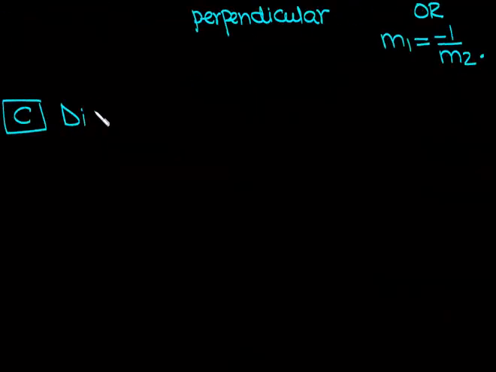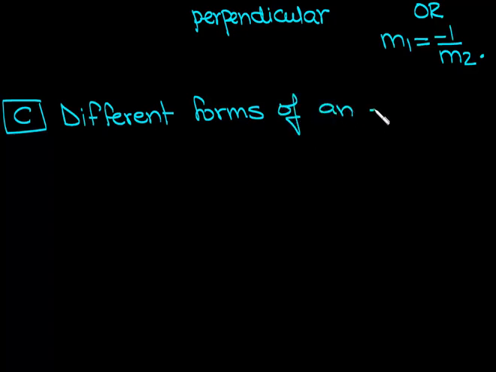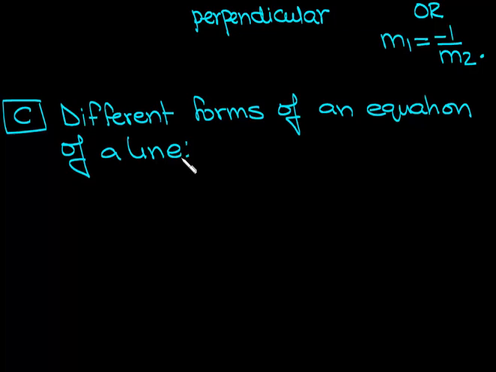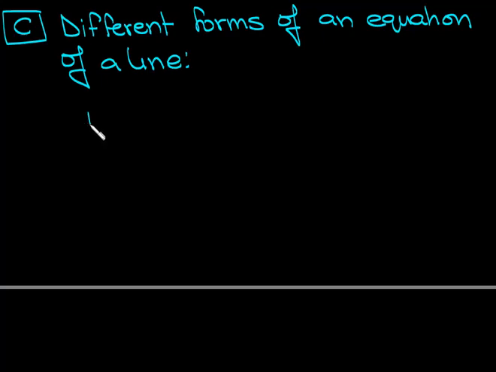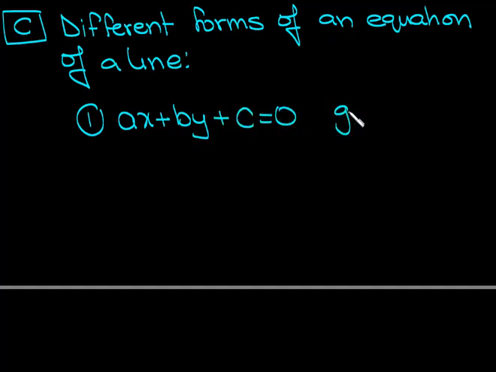So let's take a look at different forms of an equation of a line. There are a couple different ways you can represent a line. One is what I gave you earlier: ax plus by plus c is equal to 0. This is called the general form, and sometimes it's also referred to as the standard form.